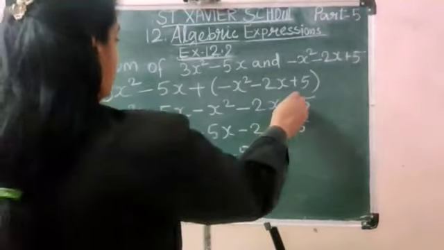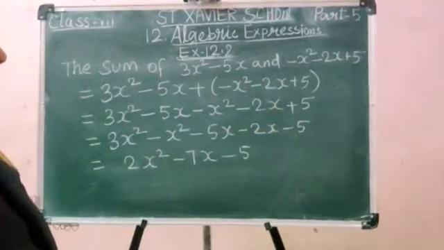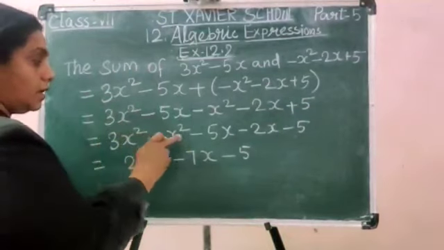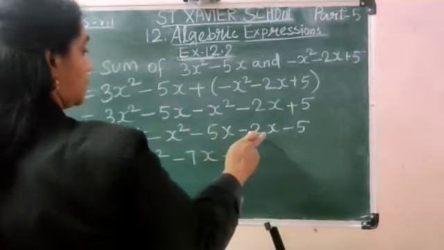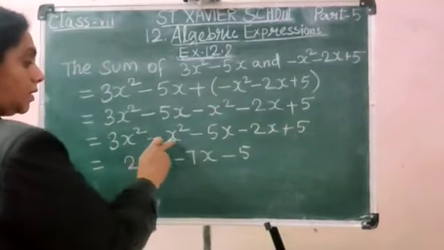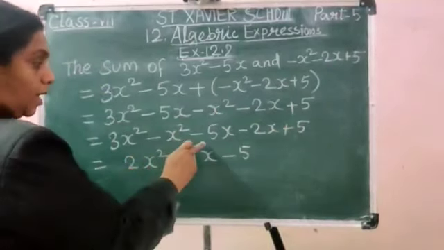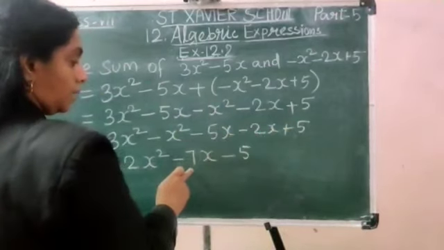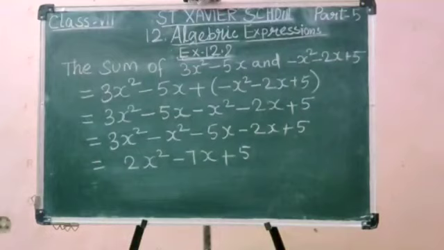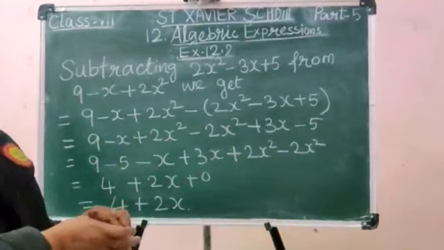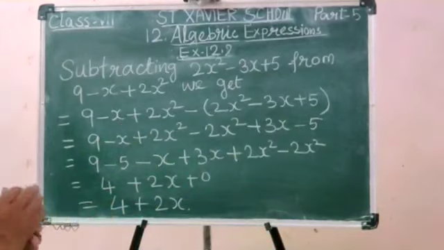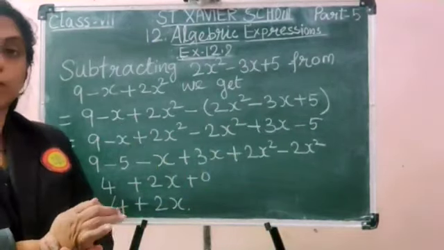So this will become, collect the like terms, 3x squared minus x squared, then minus 5x minus 2x, then plus 5. Now 3x squared minus x squared will become 2x squared. Minus 5x minus 2x will become minus 7x, and plus 5. Now subtracting 2x squared minus 7x plus 5 from 9 minus x plus 2x squared.